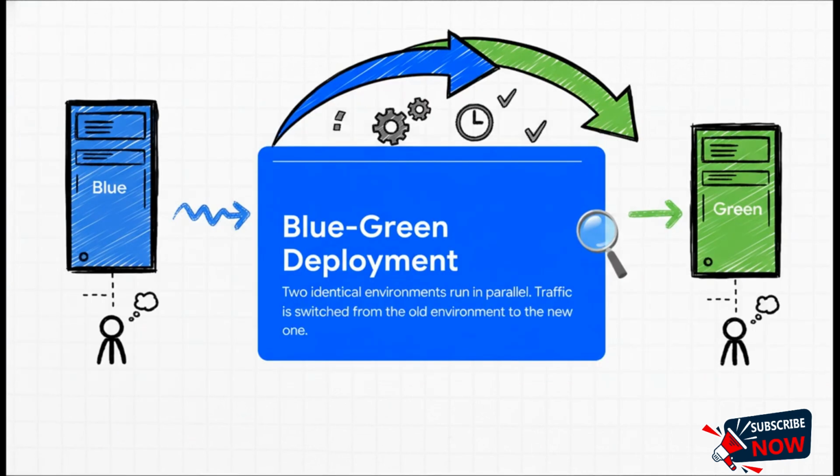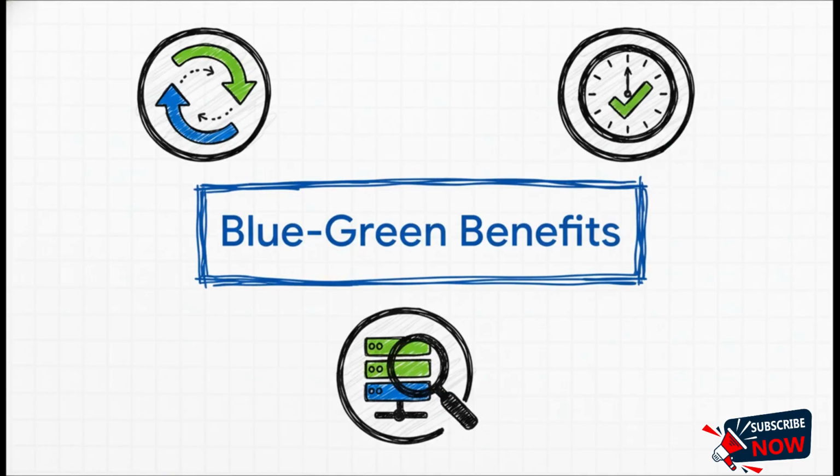So how do you get that big switch feel without pulling the plug? That's where the clever blue-green deployment comes in. Imagine you have two identical setups. Your current live app is running on the blue environment. Meanwhile, you get the new version completely ready and tested on the green one. Once you're 100% confident, you just flip a switch at the network level, and bam, all user traffic instantly goes to green.